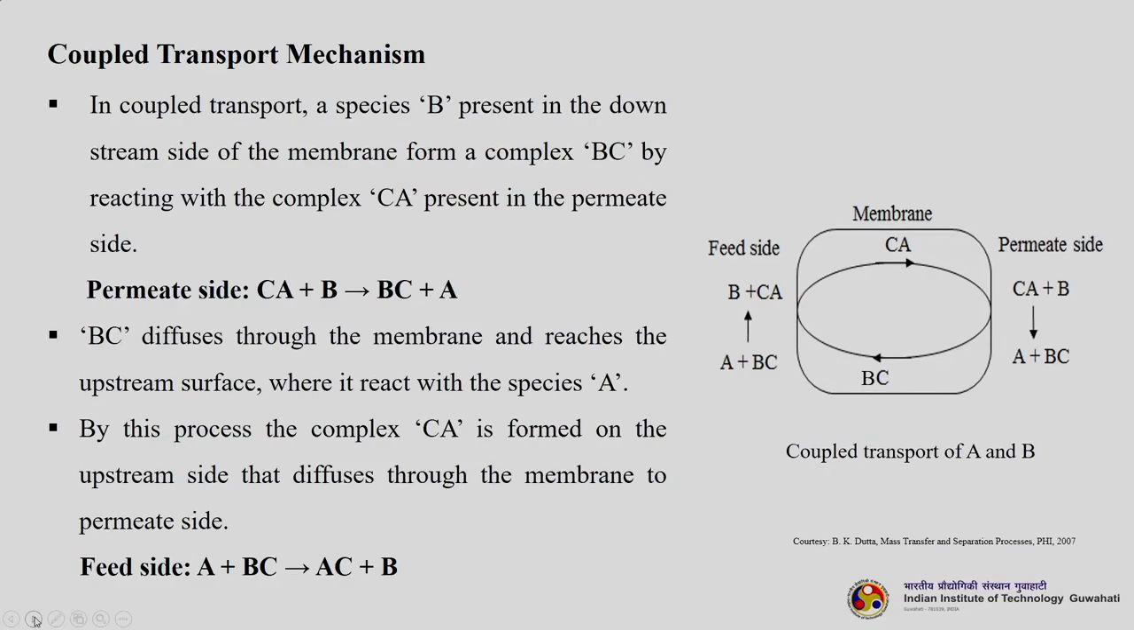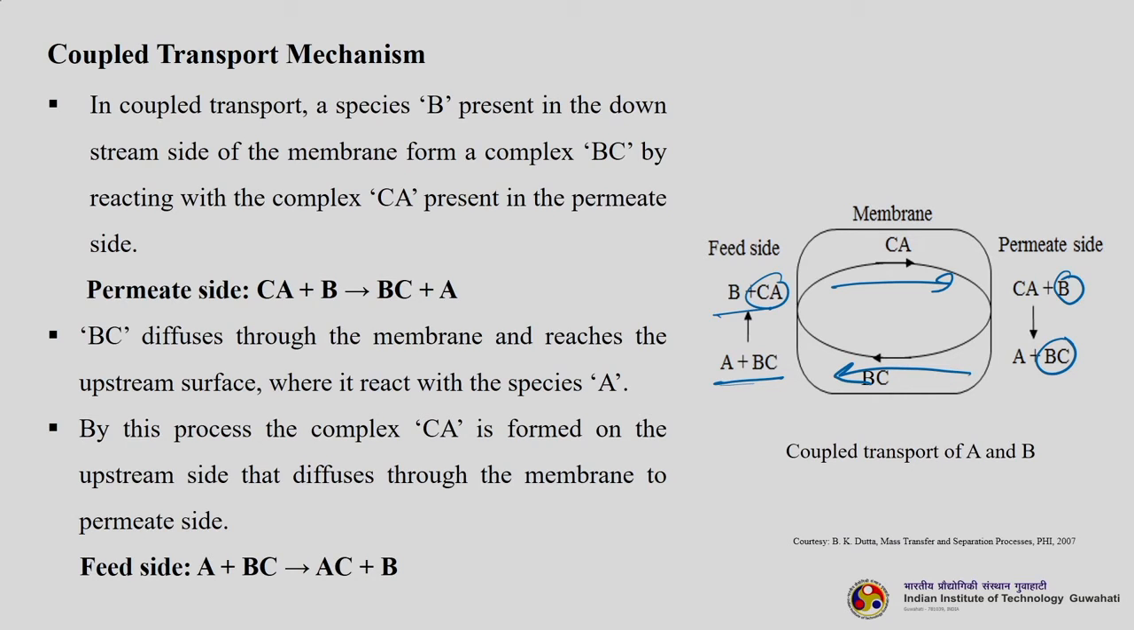So, let us now understand the coupled transport mechanism. In coupled transport, a species B present on the downstream side of the membrane forms a complex BC by reacting with the complex CA present on the permeate side. You can see the reaction A plus BC giving you B plus CA. The CA is getting transported across the length of the membrane. Once it comes to the permeate side, CA binds to B, which is already present in the permeate side, thereby releasing A and forming another complex BC. Now, this BC is moving in the opposite direction. This is called the coupled mechanism.